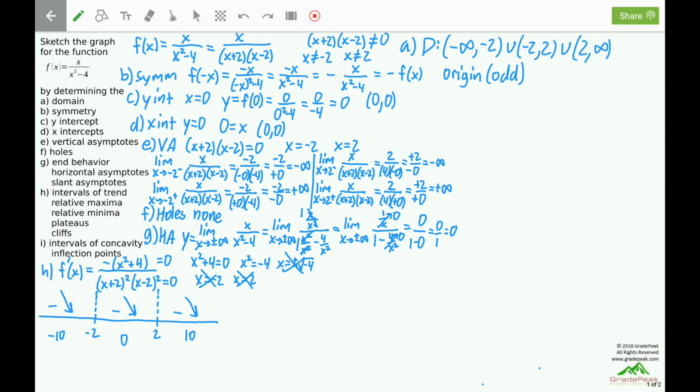We had no critical numbers here. X equals -2 and x equals +2 were vertical asymptotes. Since there were no critical numbers, we will have no relative maxima, relative minima, plateaus, or cliffs. There should be none of these on our graph.